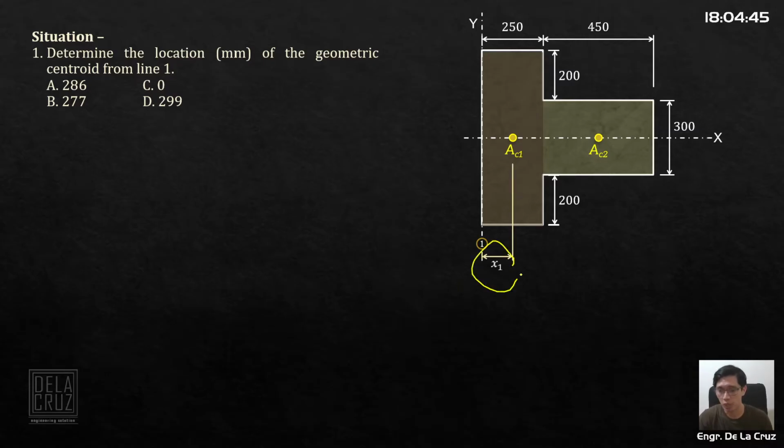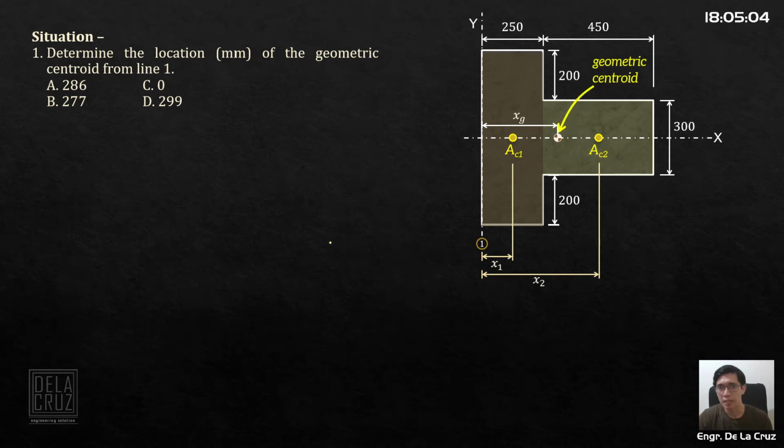I'll call this x sub 1, and this one x sub 2. These are what we need. For this figure, somewhere here is our geometric centroid. I'll call it x sub g. This is what we are looking for from line 1. Again, Varignon's theorem is our concept, but it is faster to do this in calculator statistics mode.